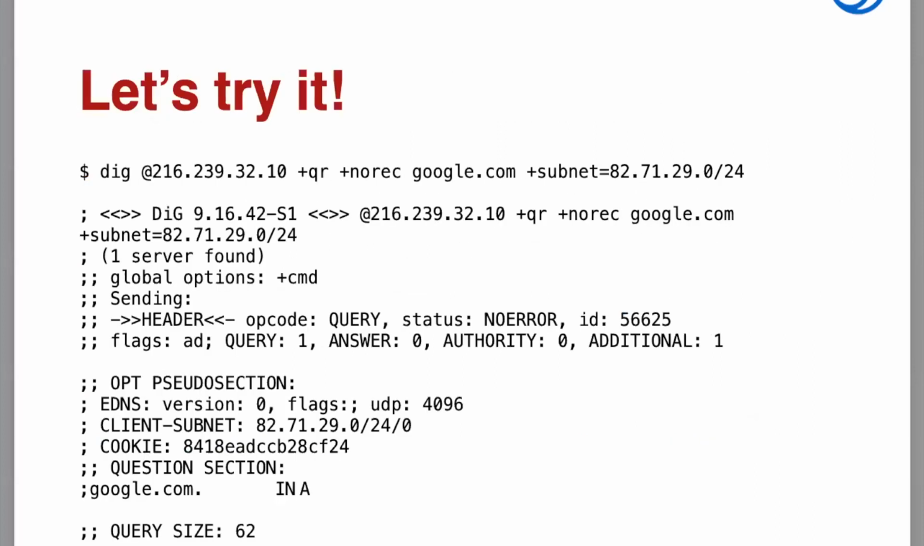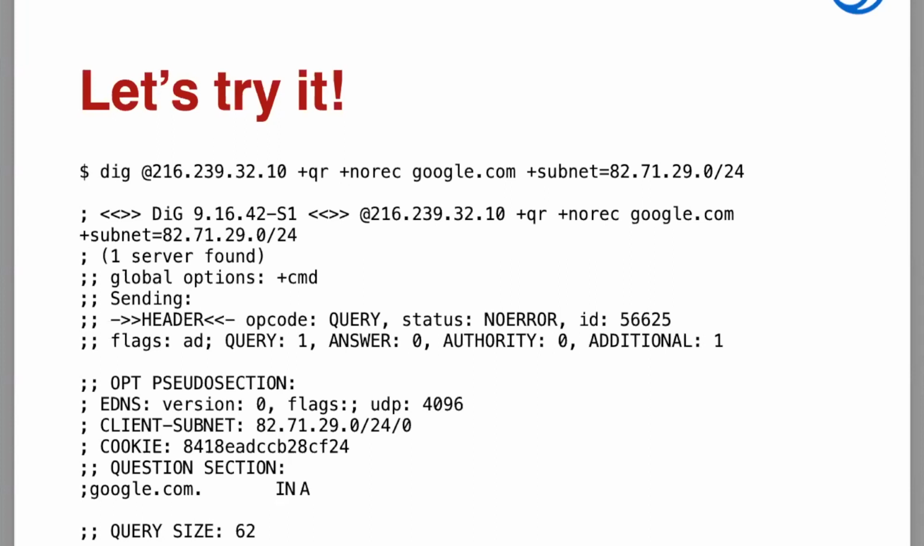So, having heard that it exists, let's try it. Here, I have looked up my local IP address for google.com, and I have sent it a query. I'm actually pretending here to be a resolver. You can tell I'm pretending to be a resolver because I have turned off recursion, that is plus no rec. I've used plus QR because I want to see the query I send as well as the response I get back.